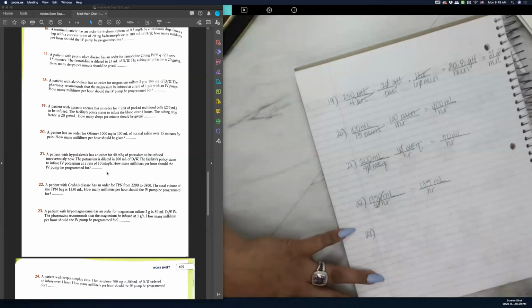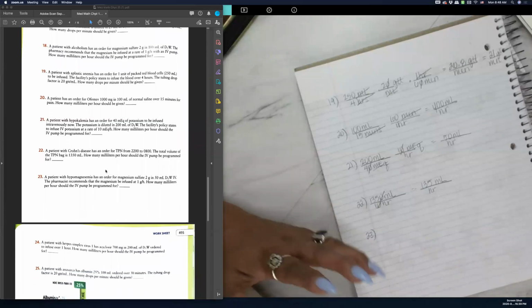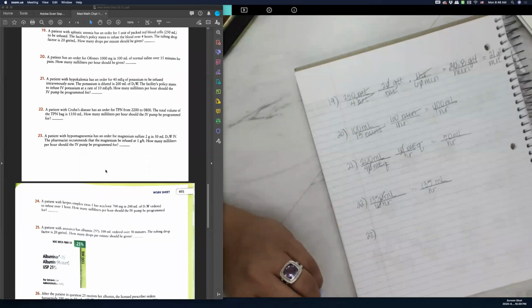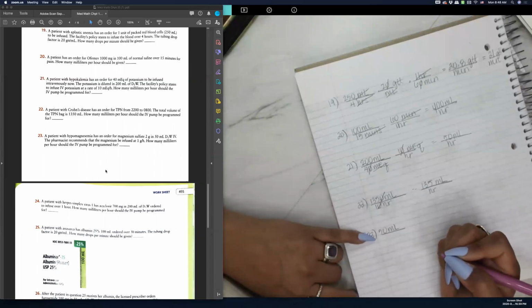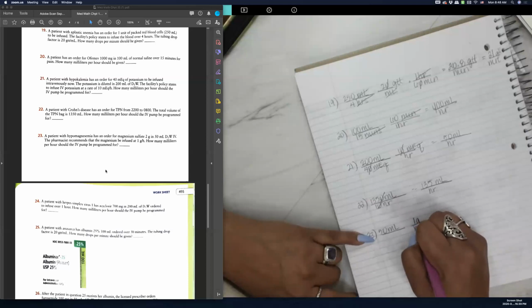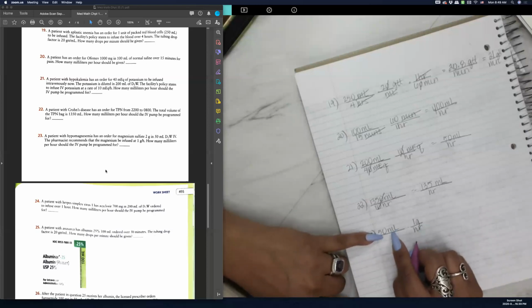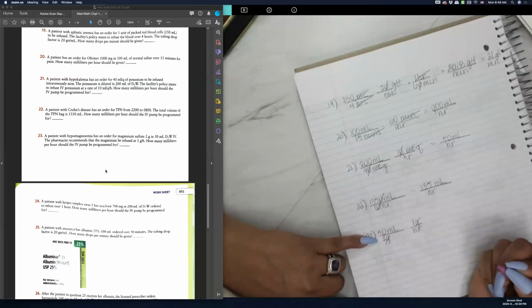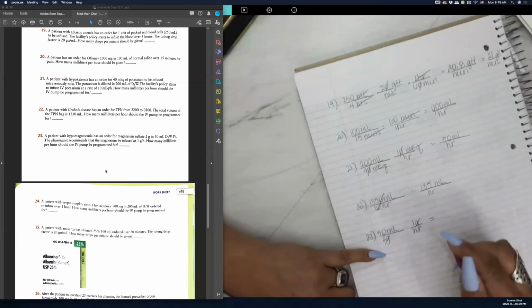Okay, 23. A patient with hypomagnesemia has an order for magnesium sulfate 2 grams in 50 milliliters D5W IV. A pharmacist recommends that the magnesium be infused at 1 gram per hour. How many milliliters per hour? Okay, so again, our volume is 50 milliliters. Our infusion rate tells us there's 1 gram per hour. And because this gram is used in the infusion rate, we know that we're also going to keep the order. So it's 2 grams in 50 milliliters. And then our units of grams will cancel. And so it's just 50 divided by 2, which is going to give you 25 milliliters per hour.